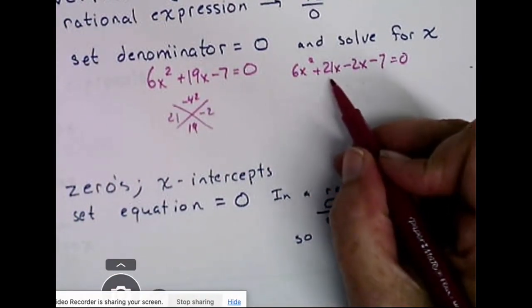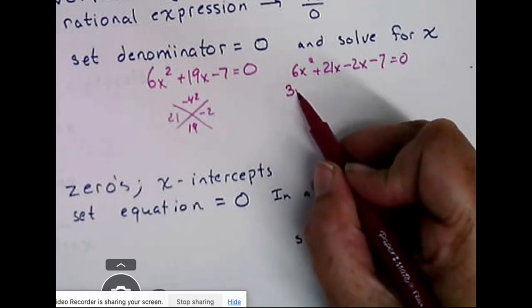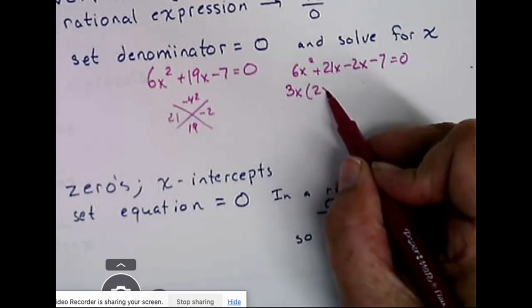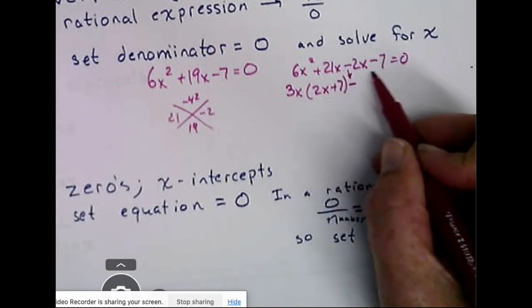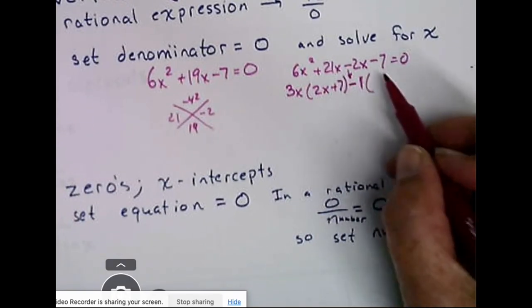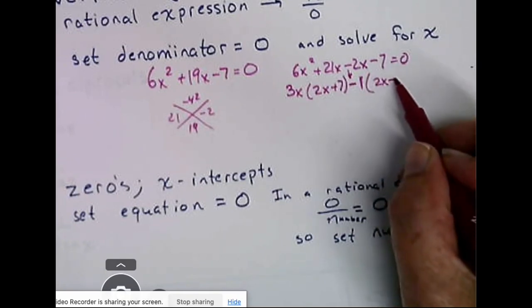Factor by grouping, I look at the first half here. The GCF is 3x, and I get 2x plus 7. Bring down this negative. Nothing in common here, so I put a 1. And that flips that sign.